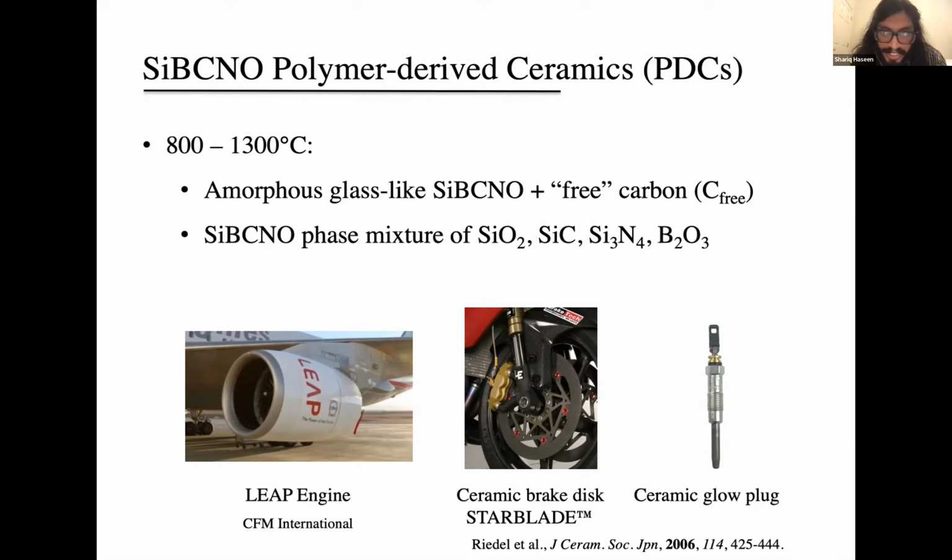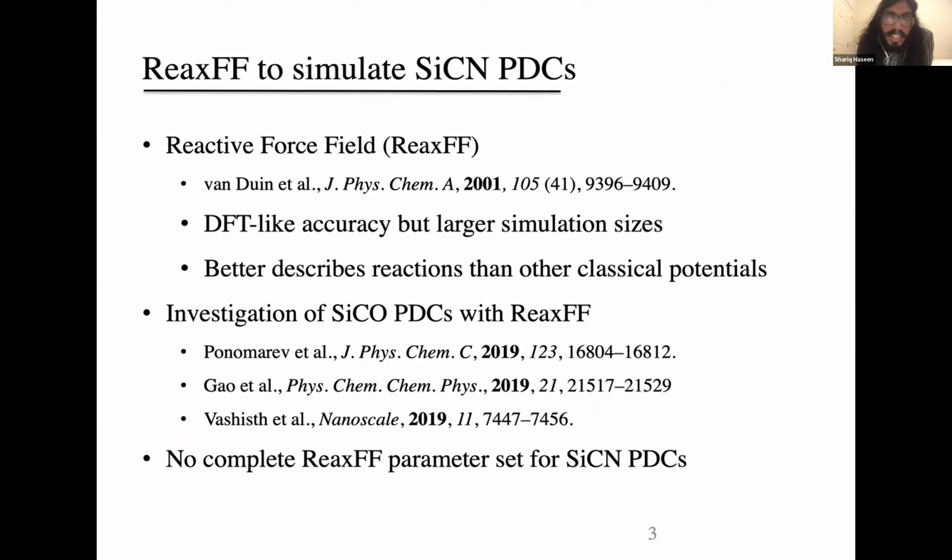What we are interested in is the polymer to ceramic conversion process specifically, because the initial starting composition of your precursor polymer, as well as the different treatments that are done, can impact the structure of the ceramic and even parts of the free carbon phase that we are also very interested in looking at. So we choose ReaxFF to simulate these SiCN PDCs.